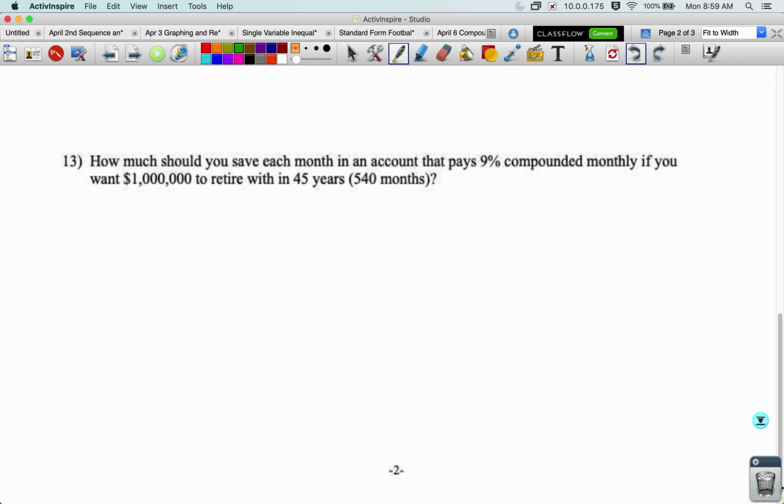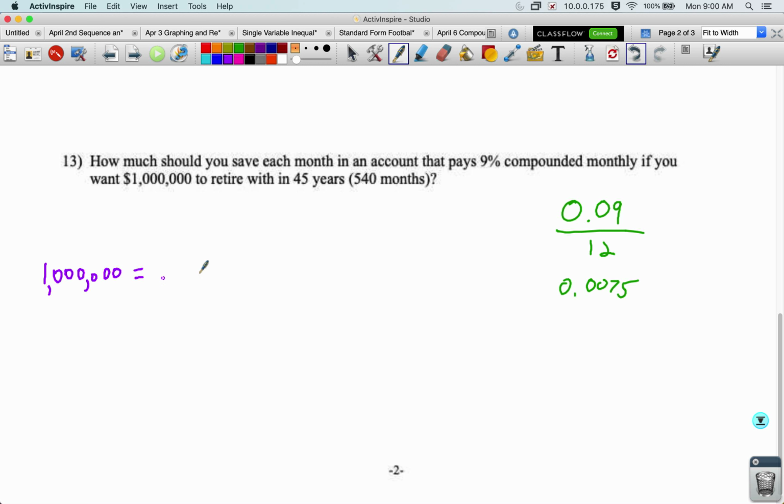Okay, and now for the question we've all been waiting for. How much should you save each month in an account that pays 9% compounded monthly if you want $1 million to retire with in 45 years, aka 540 months? So take that yearly interest and split it into months. This is important. And we get 0.0075. That's the percentage we're earning every single month. We know our final amount. We know that we want $1 million over on this side.